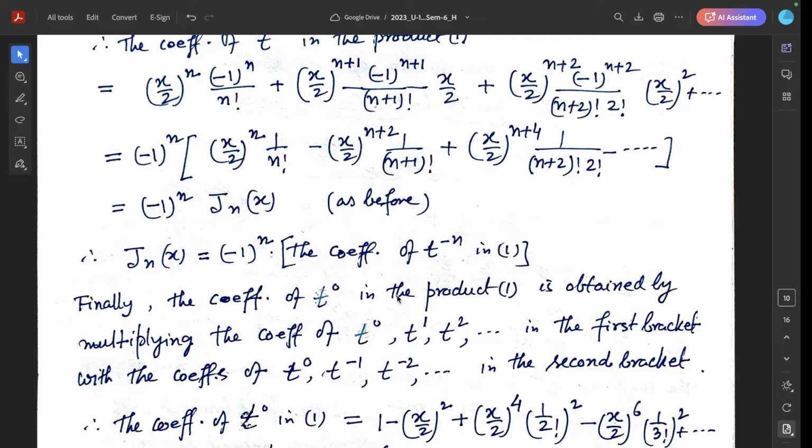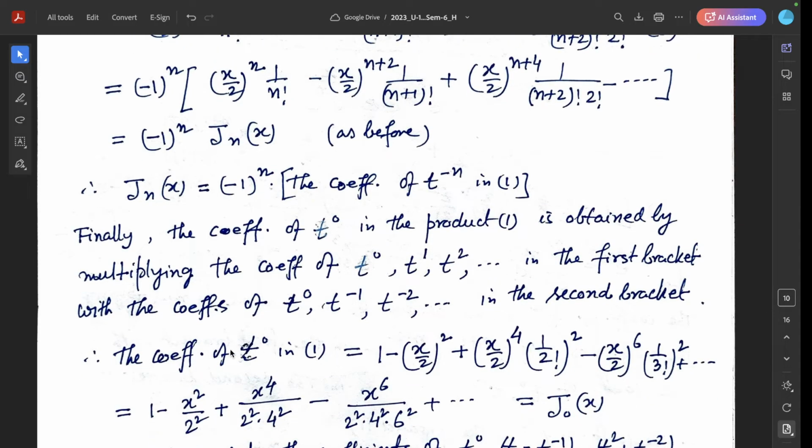Finally, the coefficient of t to the power 0 in the product is obtained by multiplying t to the power 0 in the first bracket with t to the power 0 in the second bracket, t to the power 1 in the first bracket with t to the power minus 1 in the second bracket, and t to the power 2 in the first bracket with t to the power minus 2 in the second bracket.